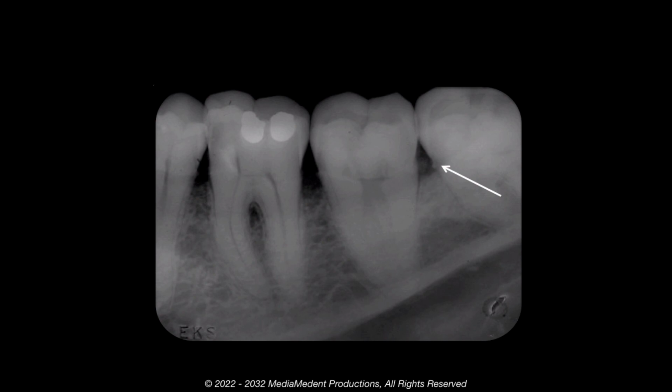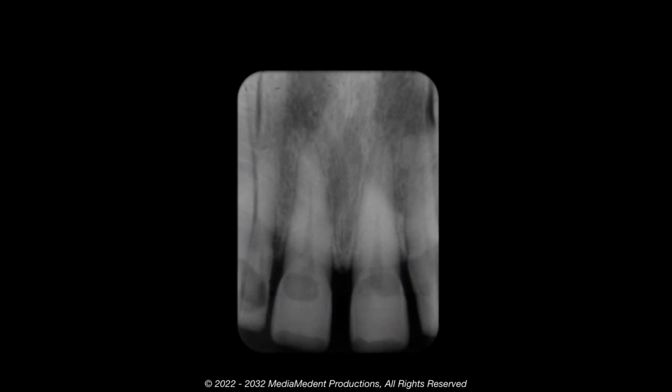Facial and lingual caries usually occurs in the cervical area of teeth. Because of this location, it is also known as cervical caries. These lesions usually present with a distinct punched-out radiolucent appearance.